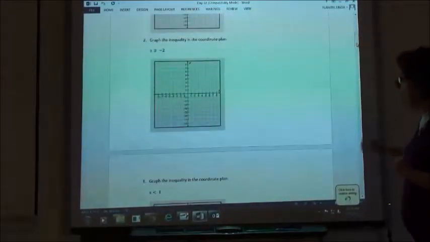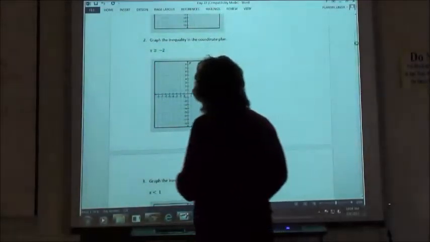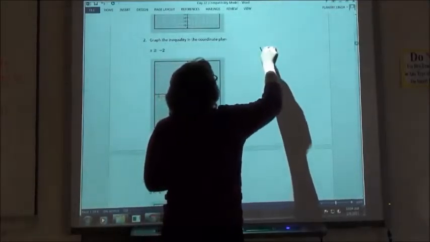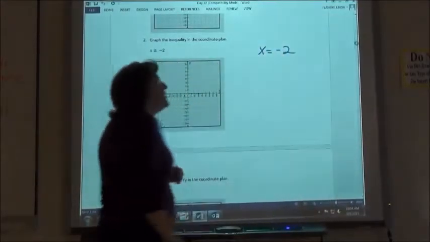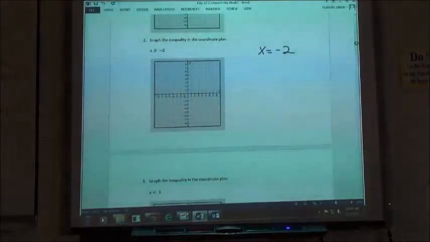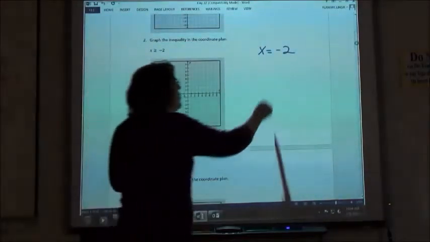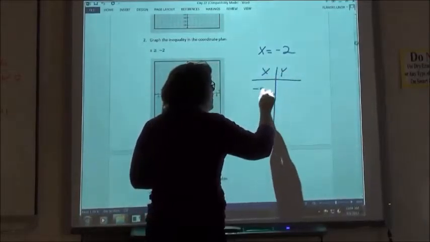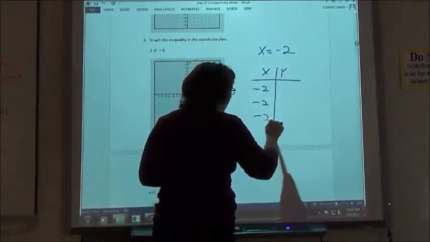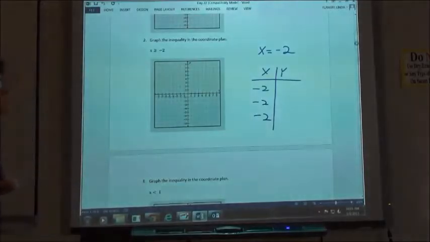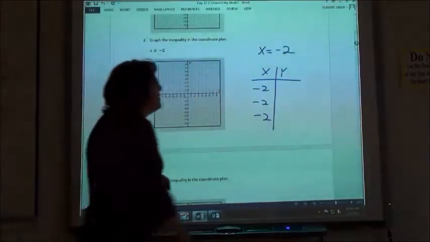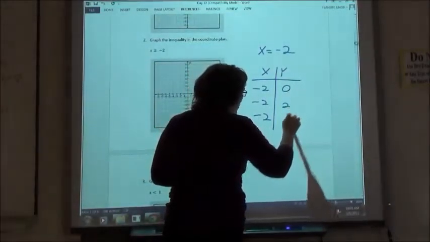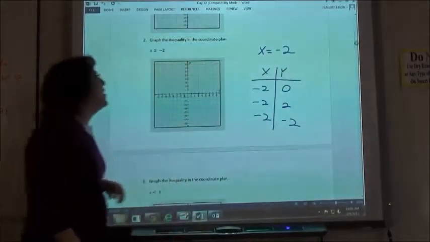So on number 2 here, we have x is greater than or equal to -2. We're going to start by graphing the line x equals -2. If x is equal to -2, if I made a table, all of my x values have to always be -2. My y values can be anything, 0, 2, and -2, or whatever ones you want to use.